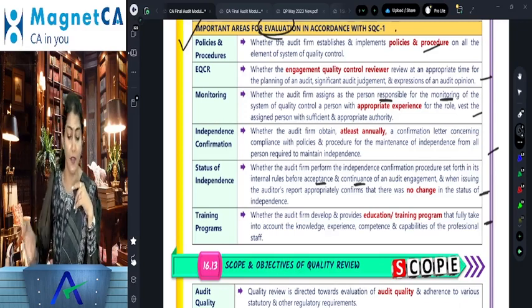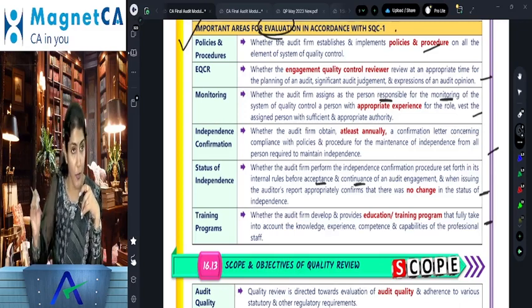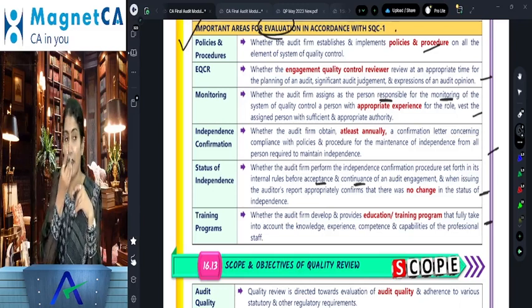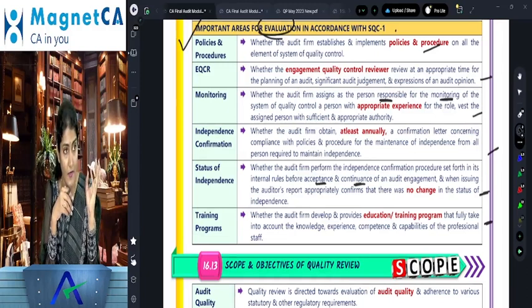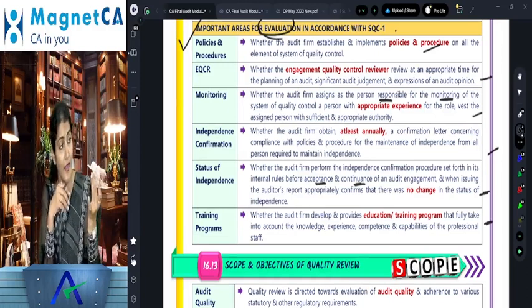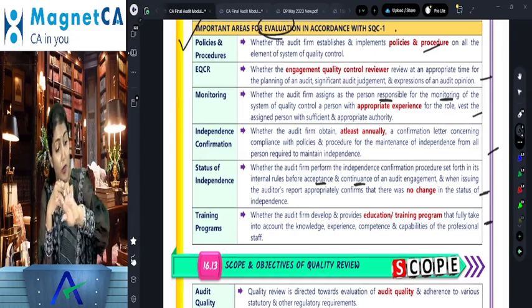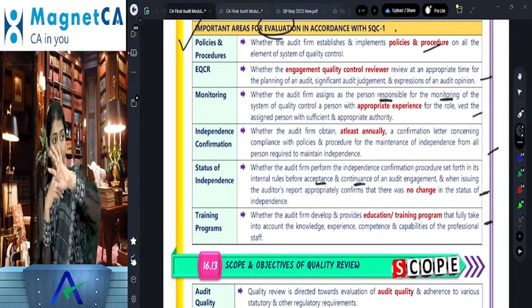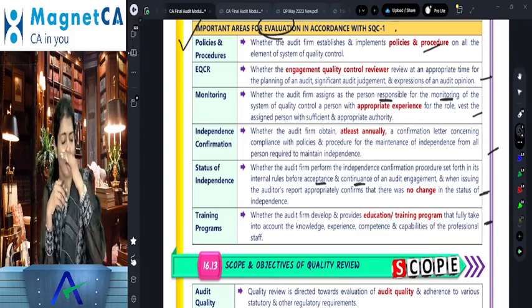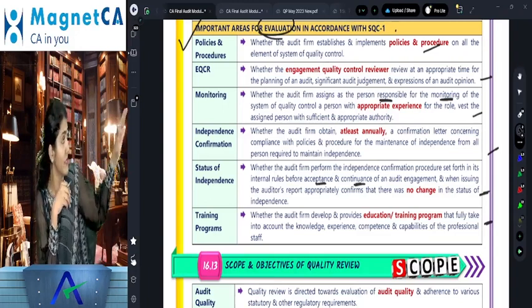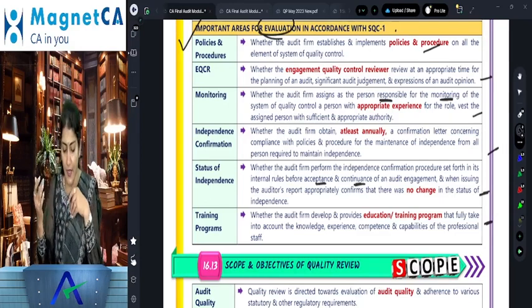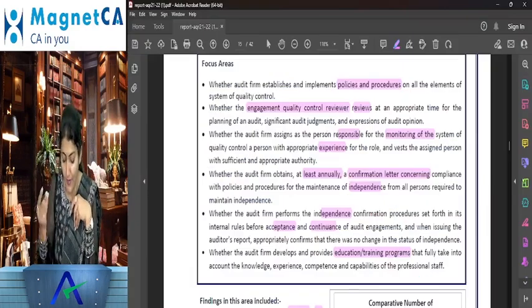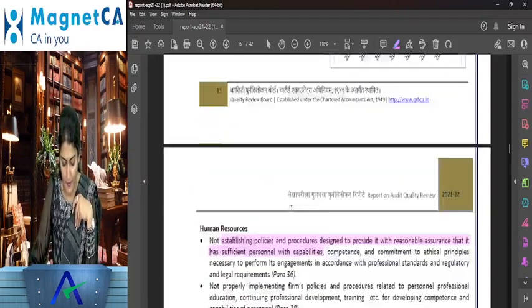Again, a question there in the question bank. Right, important areas for evaluation in accordance with SQC1. What are the areas? Policies and procedures. Then EQCR should be appointed. Then after that, the responsibility to monitor should be given to an experienced and able person. Then at least annual confirmation of independence. Then no change in the status of independence for acceptance continuance, and the education and training programs. Okay, right. Then after that, what are the findings in this area?